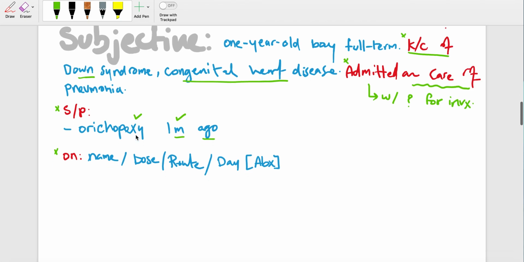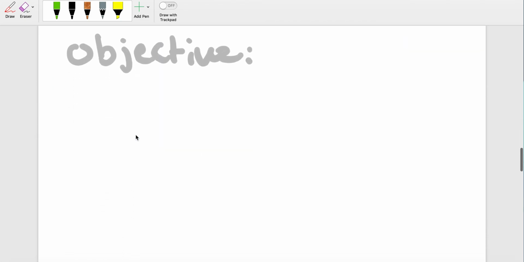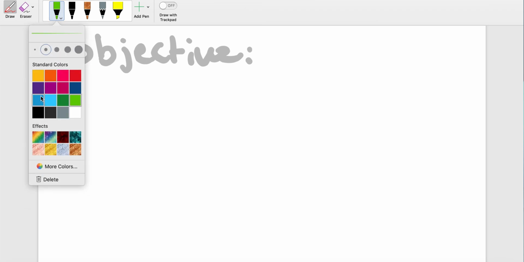Now we can move to the objective. And we said the objective is the physician's view. We cannot get answers without asking or checking on the patient, so we can ask and we can examine to get the answers.